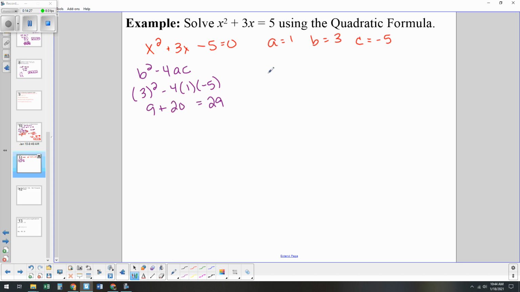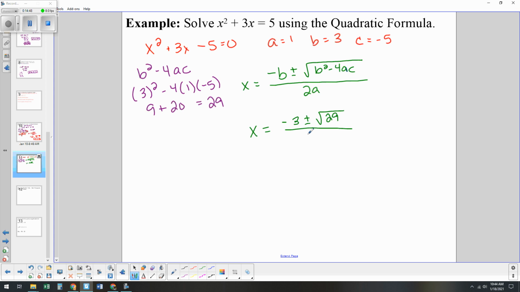So now when I plug it into the quadratic formula, we're going to get opposite of 3 is negative 3, plus or minus the square root of 29 all over 2 times 1. And there's nothing I can do here. I can't reduce anything. I can't simplify it. So my answer can stay as negative 3 plus or minus the square root of 29 over 2. And that's it. That's an answer.